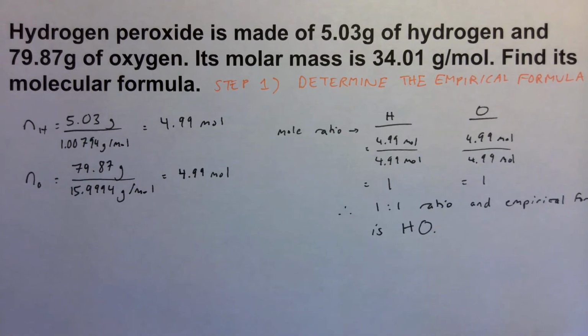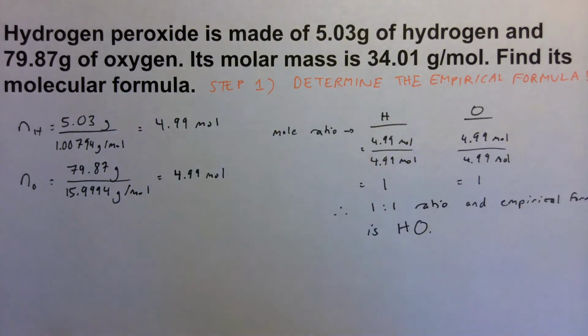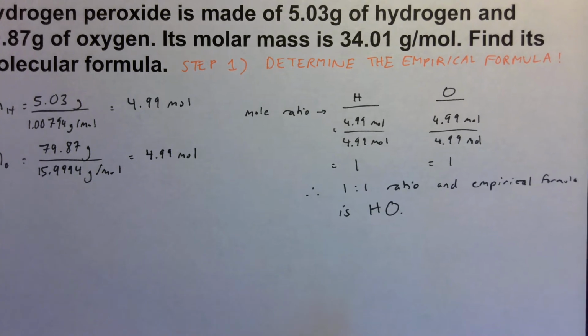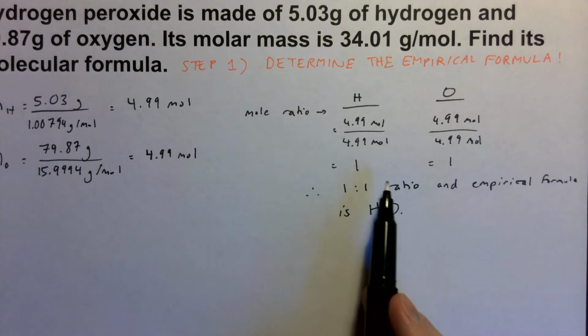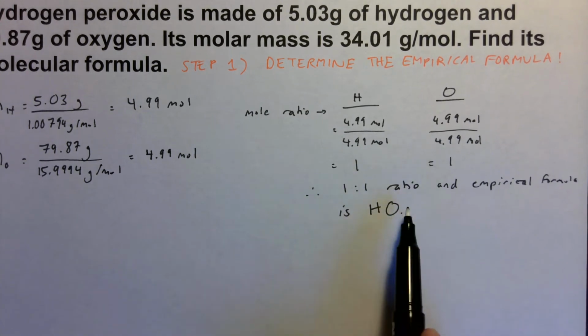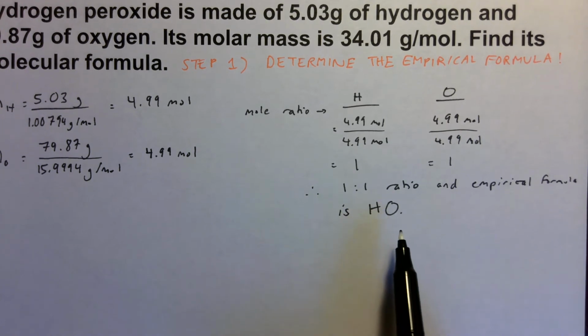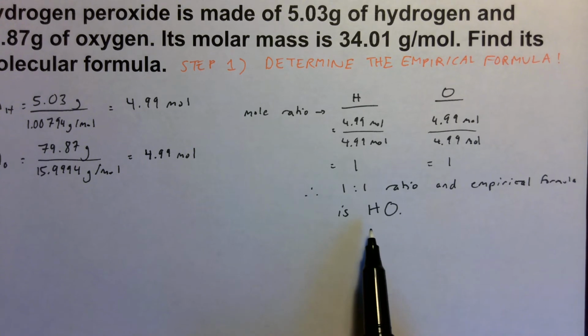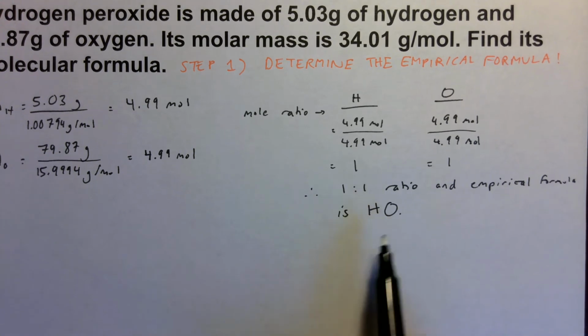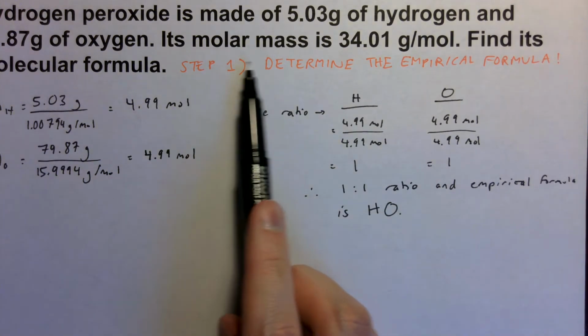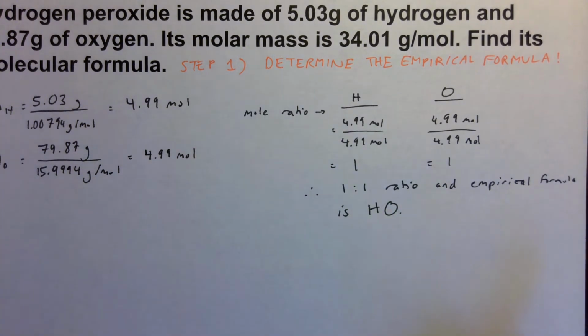Alright, so I've gone ahead and just done the empirical formula calculation off camera to save some time, since we've already seen a couple examples of that. So we figure out that there is a 1-to-1 molar ratio, and therefore the empirical formula in this compound is HO. So our next step, to find out the number of atoms of each element in the actual compound in its molecular formula, we need to look back to the molar mass.